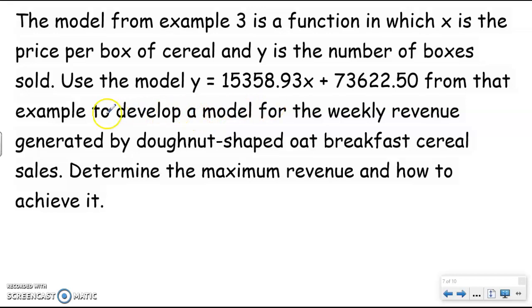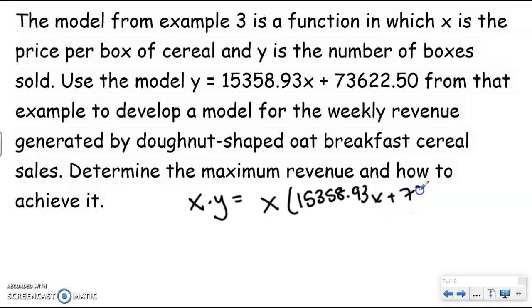So we're going to use that model from the example to develop a model for the weekly revenue generated by donut-shaped oat breakfast cereal sales. Determine the maximum revenue and how to achieve it. So if x is the price per box and y is the number sold, we could find our revenue by multiplying the price per box by the number of boxes sold. Okay, so essentially I'm going to take the price per box and multiply it by 15,358.93x plus 73,622.50. Okay, and I can simplify that by distributing.